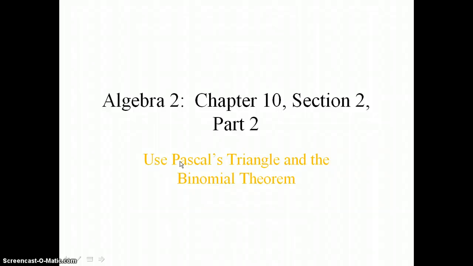In Lesson 10.2, Part 2, you will use Pascal's triangle and the binomial theorem. Let's look at Pascal's triangle first. Mathematician Pascal studied this pattern, 1, 1, 1. To get his next row of digits, he adds 2 digits above and writes the sum in the center below.